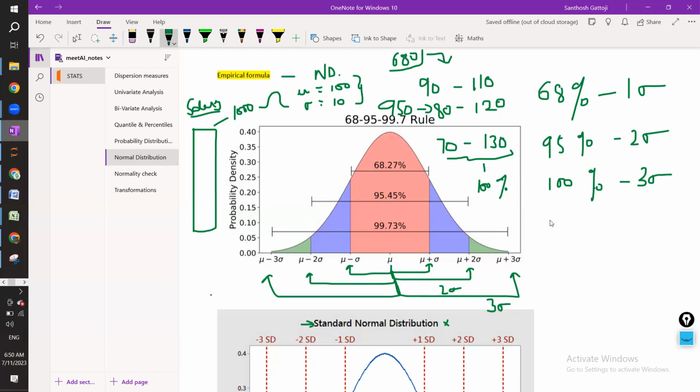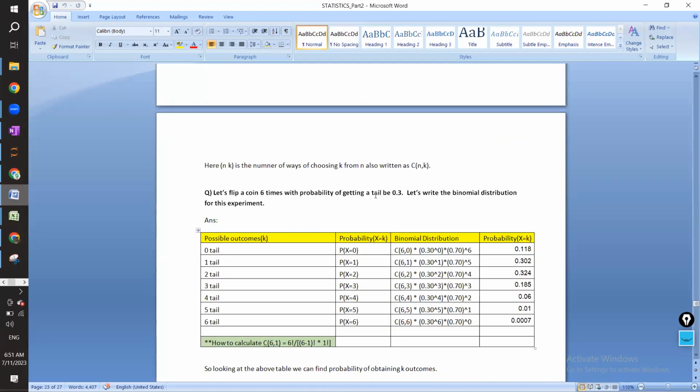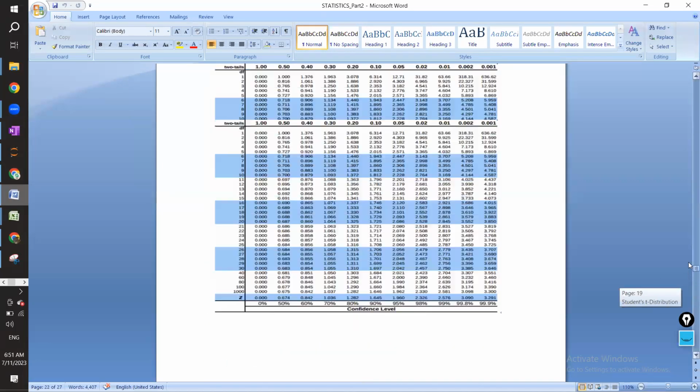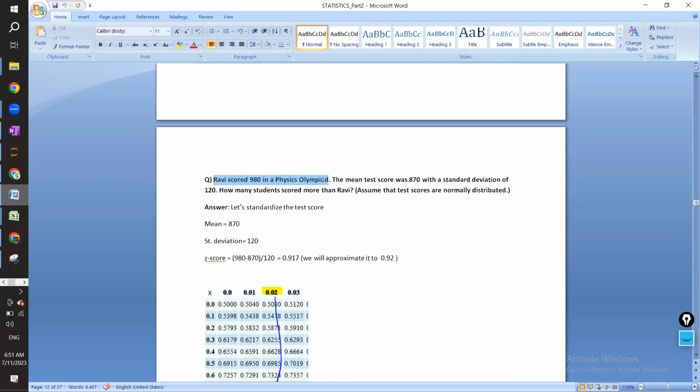Obviously you can see the importance of this, in a way that even though you don't know the actual data, because most of the time you will not have a chance to see the data, you'll just have these parameters. Even in yesterday's scenario, when we were solving the example, here Ravi scored 980, and mean test score is 870, standard deviation is 120. They just told you it follows a normal distribution, but what are the actual values? We don't know. They're just giving mean and standard deviation.